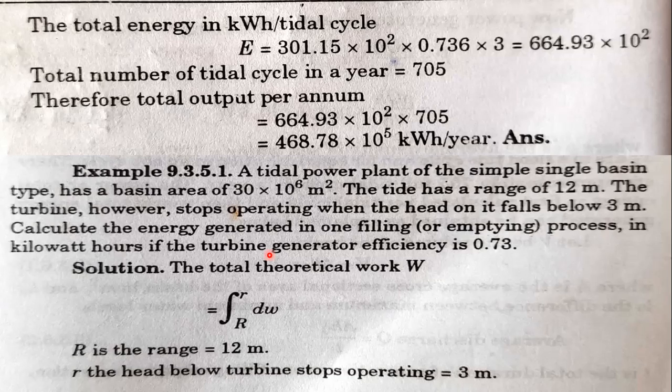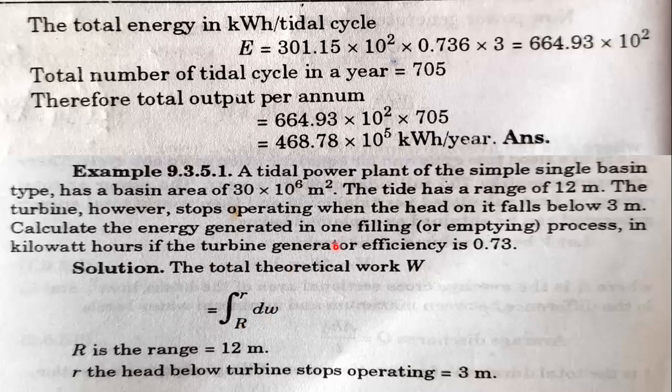Now we have to calculate W, P average, and average power generated. We have to calculate these three. First, for theoretical work, we know that W is equal to R, maximum level range, minimum level range. So maximum is 12 and minimum is 3. If you integrate the work energy done, we will get the answer.